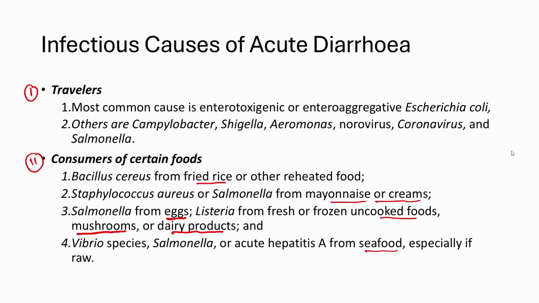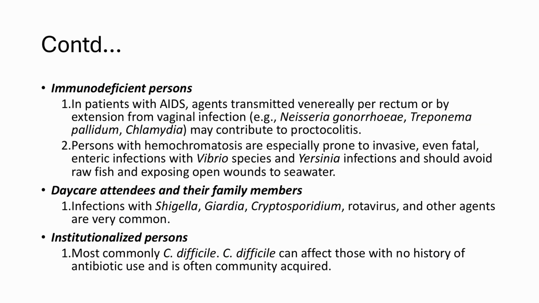So these are the foods which, if someone consumes, they may get infected with these bacteria, and most of these bacteria contain preformed toxins. These preformed toxins will cause some GI upset, GI inflammation, and that will lead to signs and symptoms of diarrhea. The third category of individuals is the immunodeficient persons.